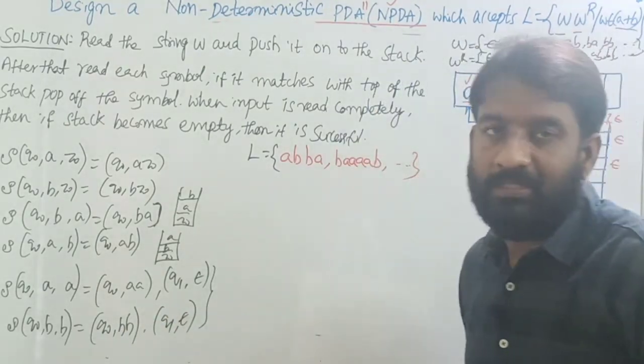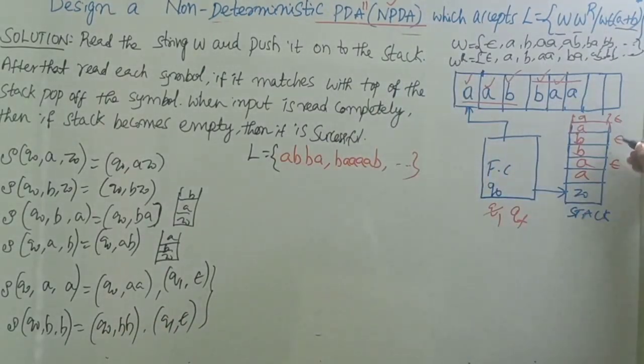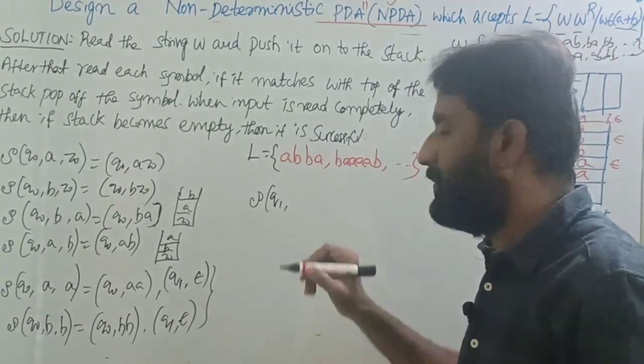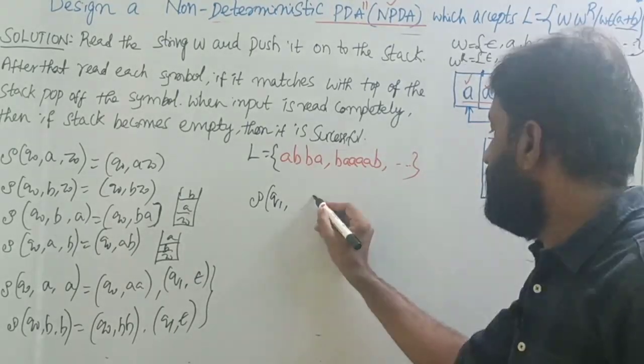See, the second move we represented here: for two A's, doing one pop operation; for two B's, doing one pop operation; for two A's, doing one pop operation. Okay. Let's assume that we are in state Q1. Top of the stack is A.